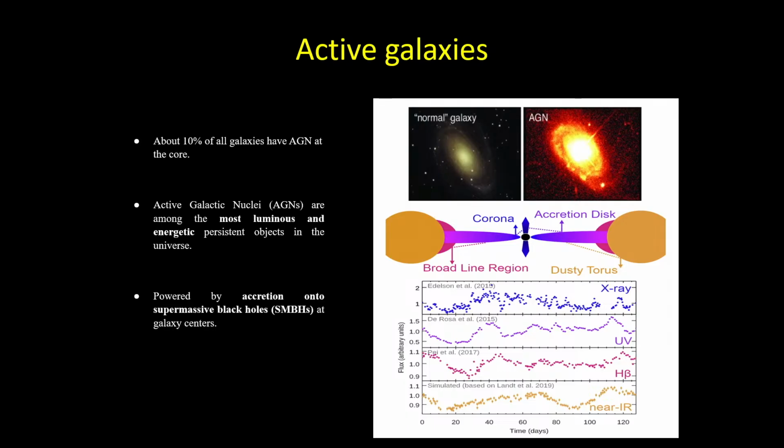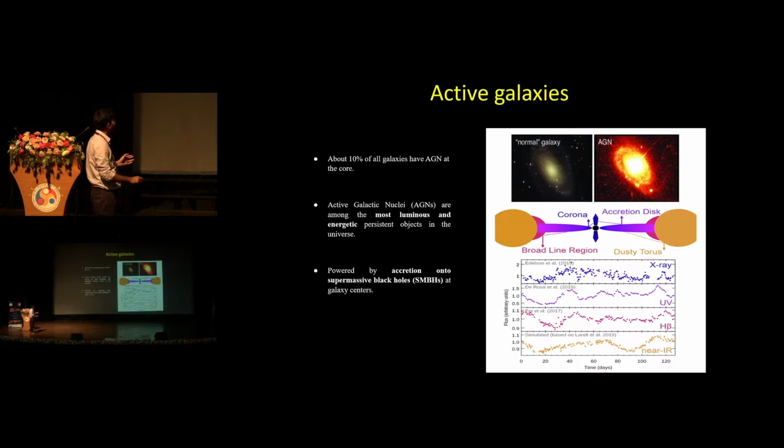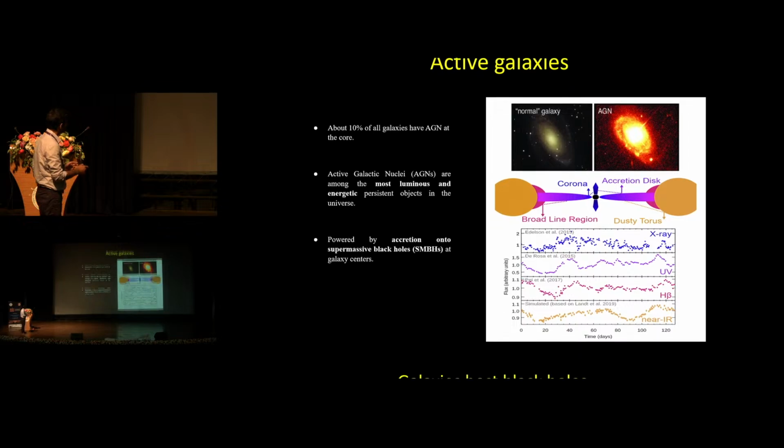For example, you look at the X-ray coming from the corona, or you look at the UV and optical emission coming from the accretion disk, and you see the broad emission lines, which come from clouds. They respond to these radiations and they emit emission lines in H beta or H alpha. You also see the dusty torus, which is obscuring the view, and it also emits in the infrared. So you can see across the wavelength range.